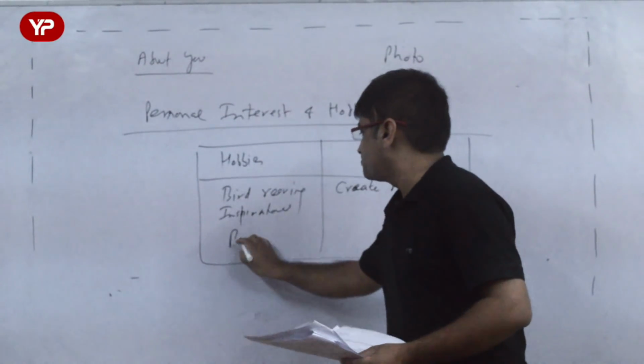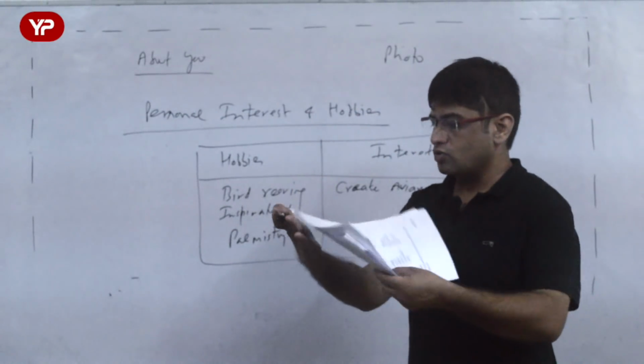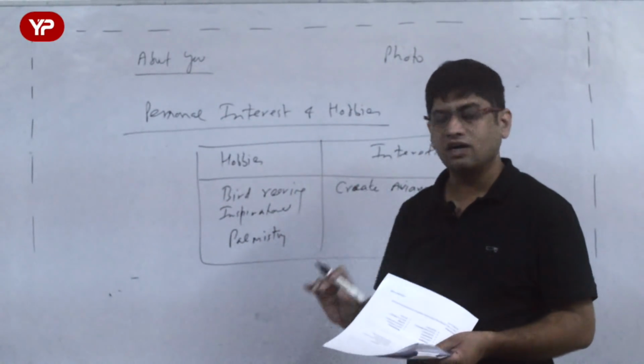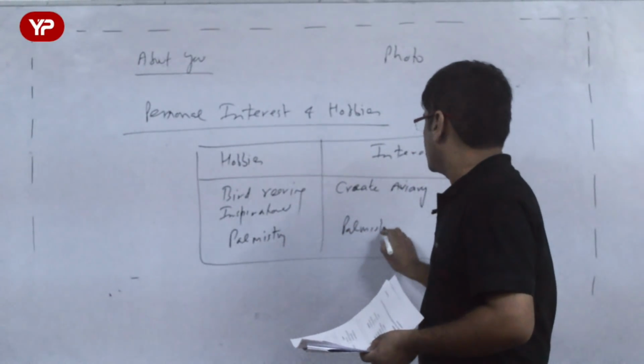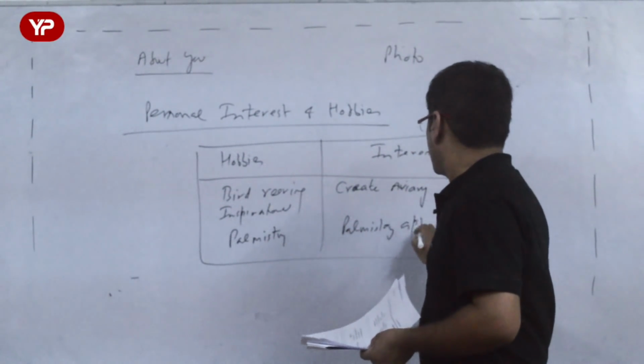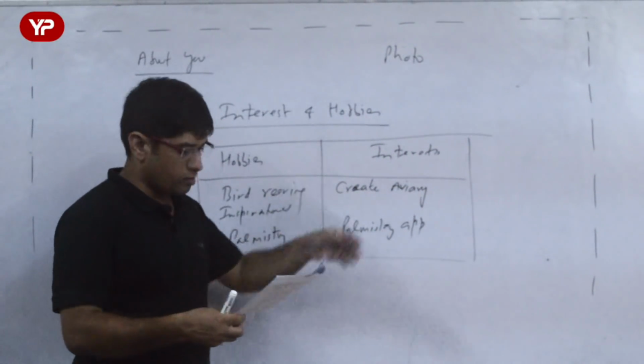So palmistry is my hobby. I read lines, vines and circles in your fingers. That is my hobby. And creating a palmistry app is something which is my interest. So this is how you have to differentiate hobbies and interest.